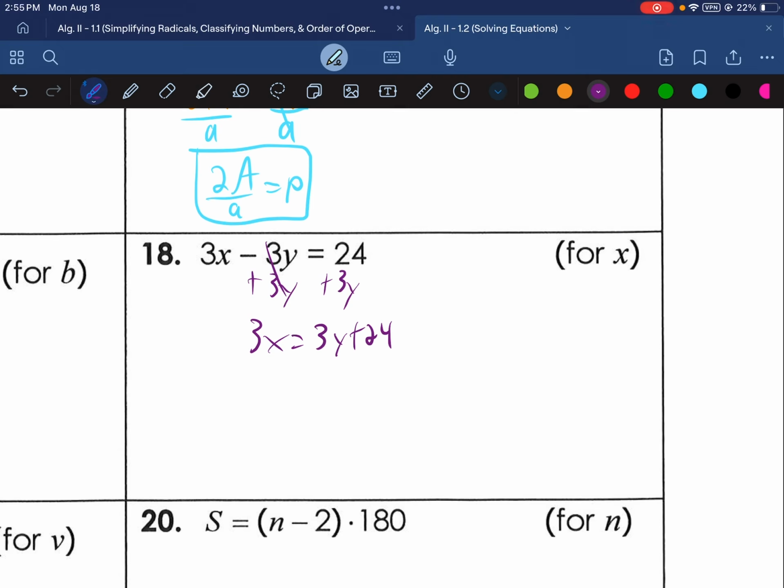And get 3x equals 3y plus 24. If you put 24 first and 3y second, that's fine. However, you can't combine them and call it 27 because they are not like terms. One has a y and the other one does not have any variables. So our next step now would be dividing it by 3, and we'd want to divide absolutely everything by 3, giving us x equals y plus 8.